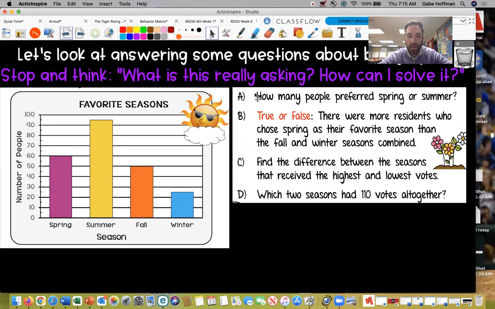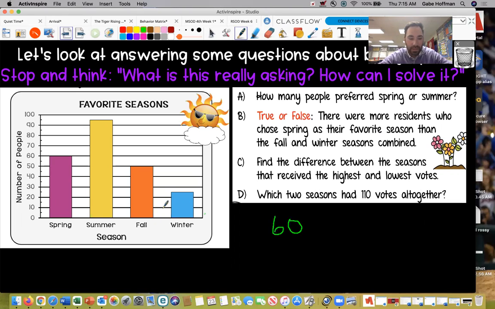So letter A right here says, how many people preferred spring or summer? When you see that word or, and it's talking about data, it means I could choose either of them. So I'm going to count both bars, right? So look over here, I have spring is 60. So I'm going to actually use my pen and write that down. So there's 60 people who chose spring.